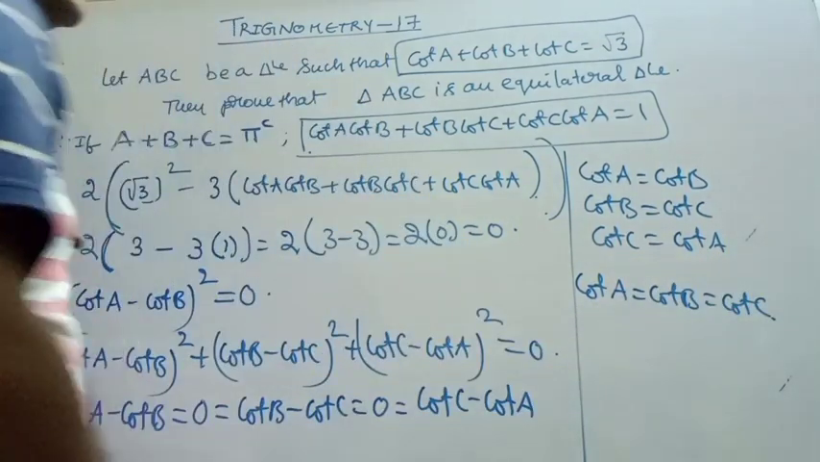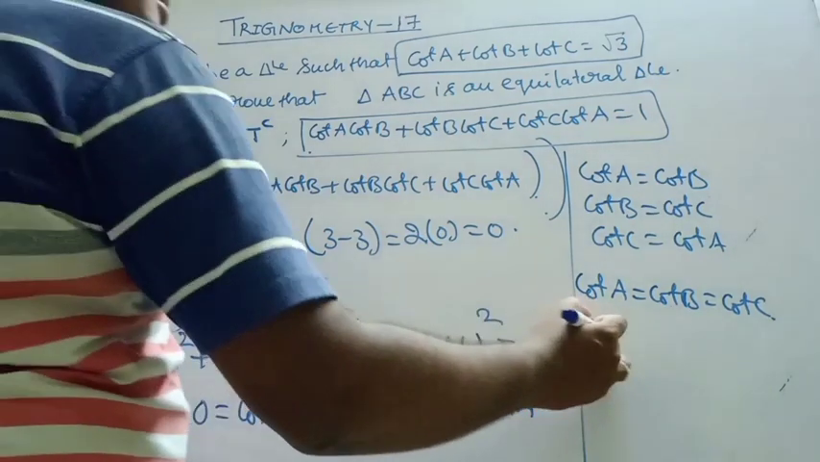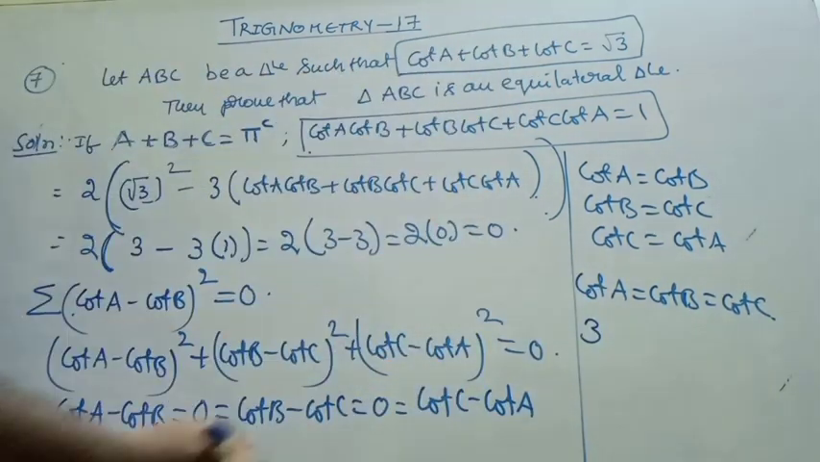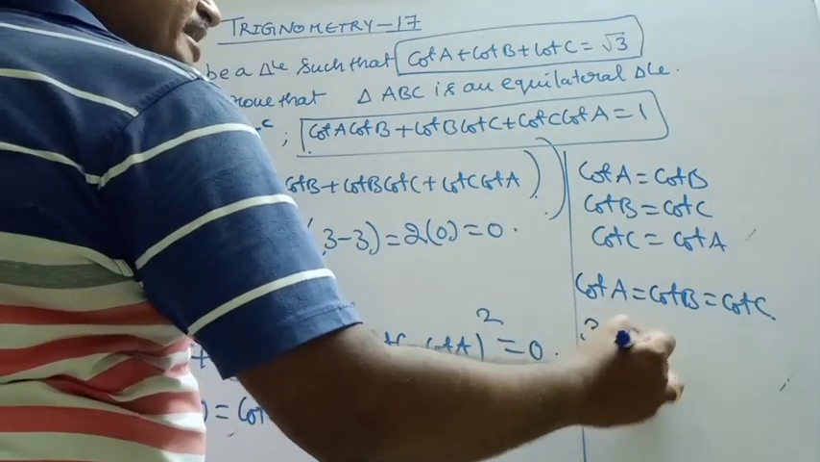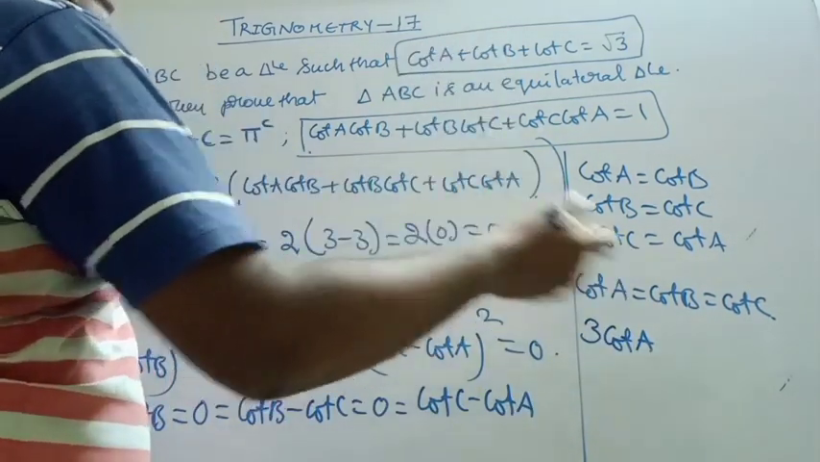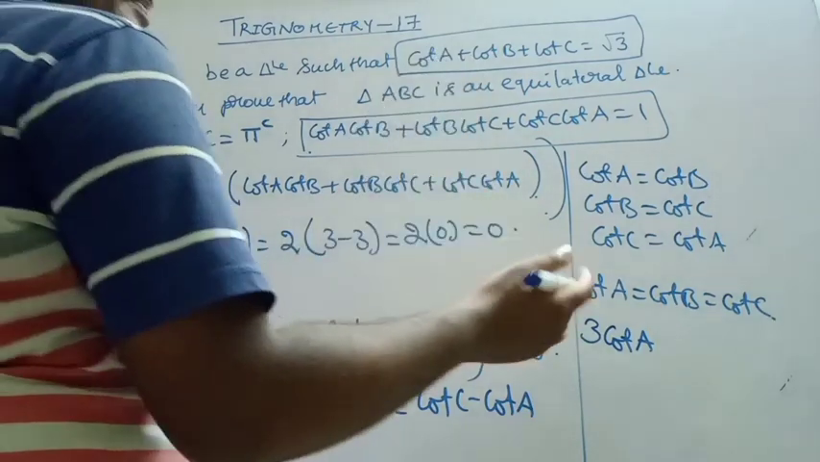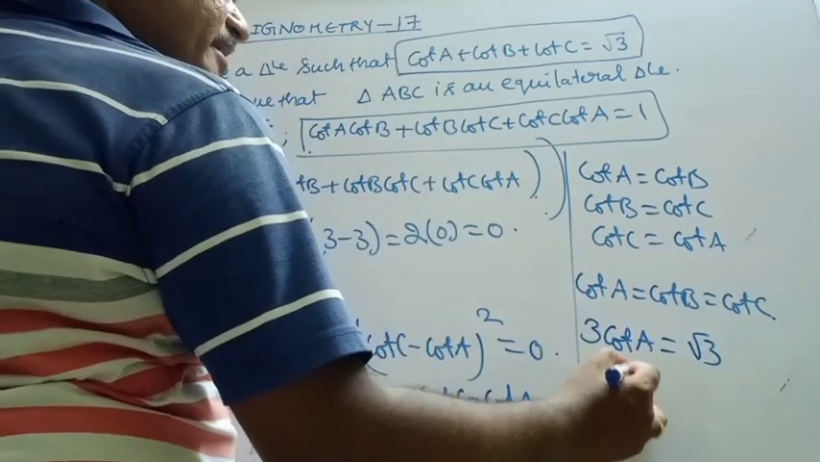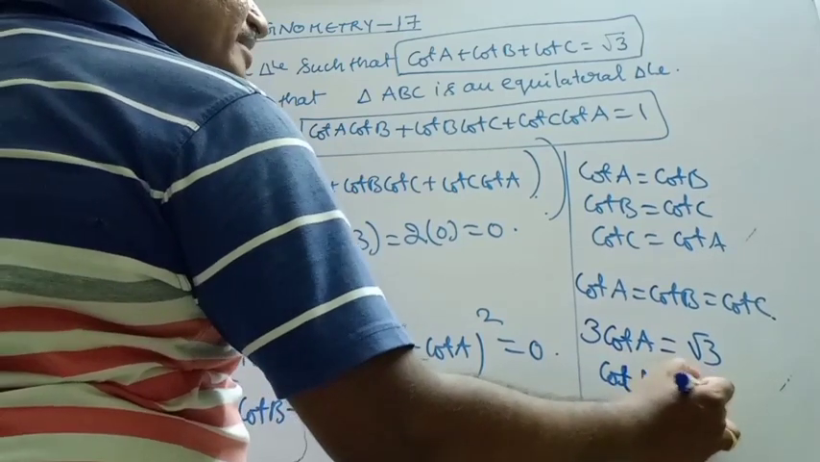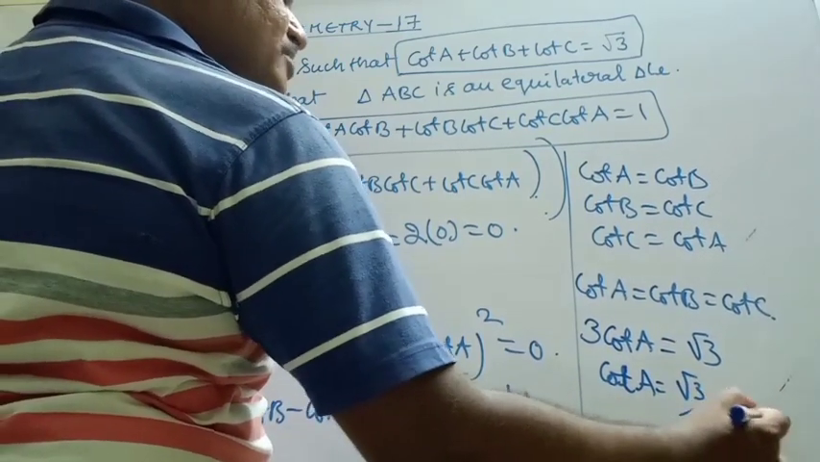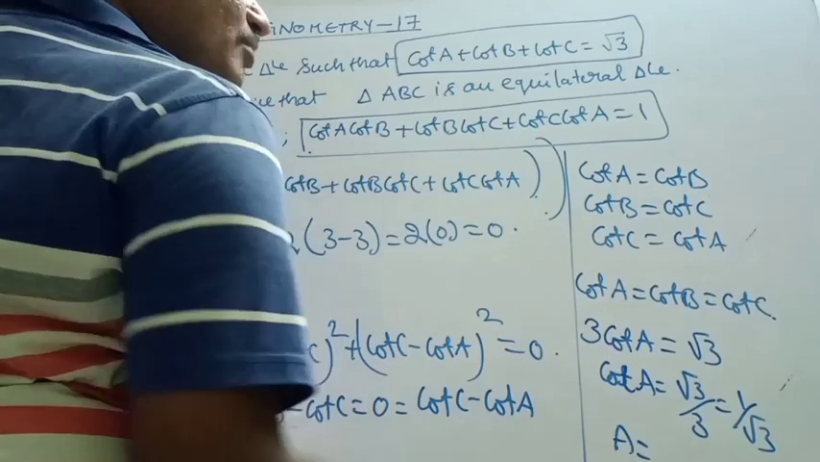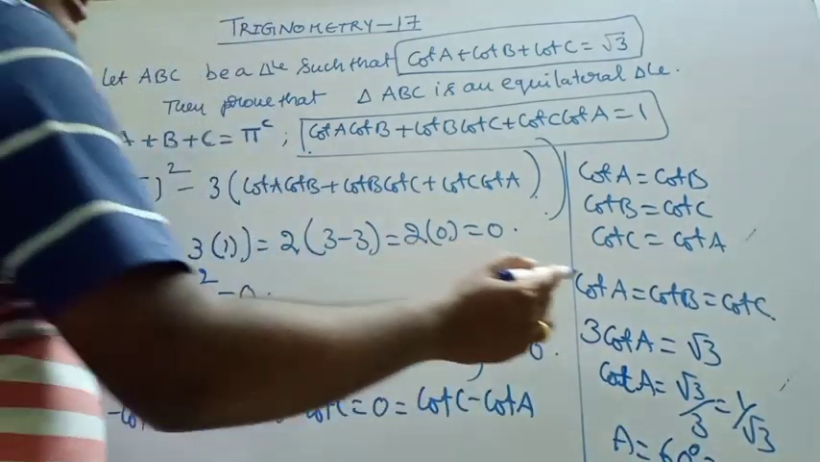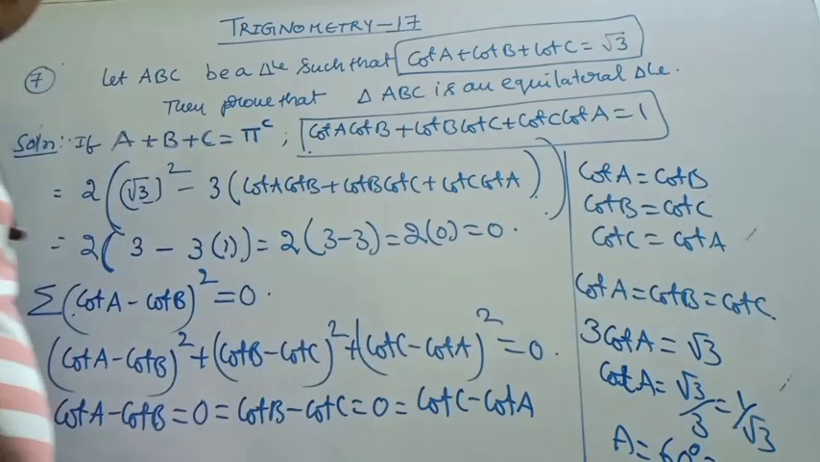That means, see, they have given that cot A plus cot B plus cot C equal to root 3. That means 3 cot A, because in the place of cot B and cot C I can use cot A, so 3 cot A equal to root 3, and cot A is equal to root 3 by 3. That is now 1 by root 3. That means A equal to 60 degrees. Once A equal to 60 degrees, because cot A equal to cot B equal to cot C, right?